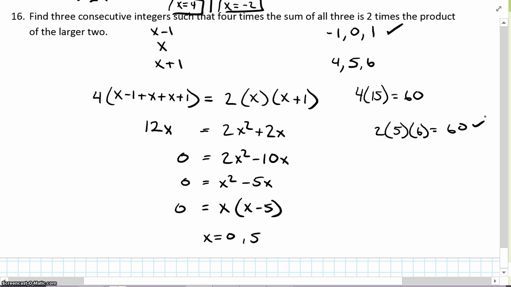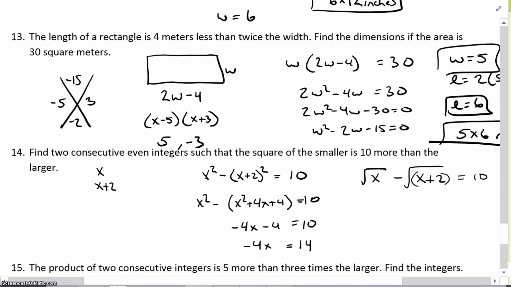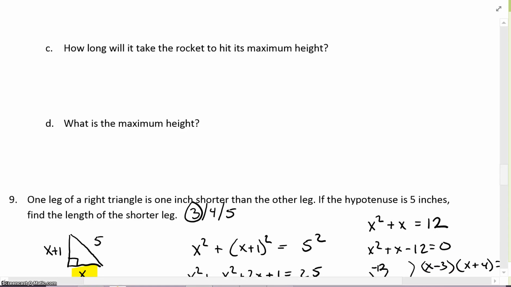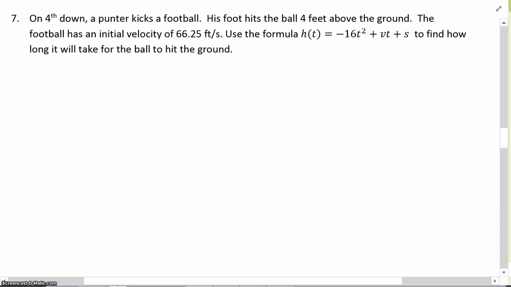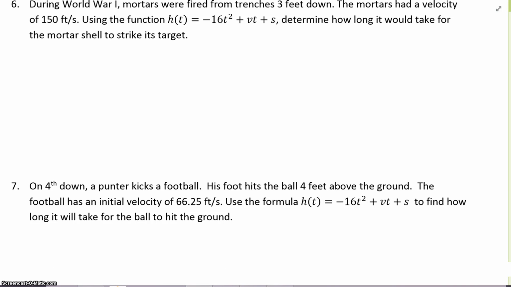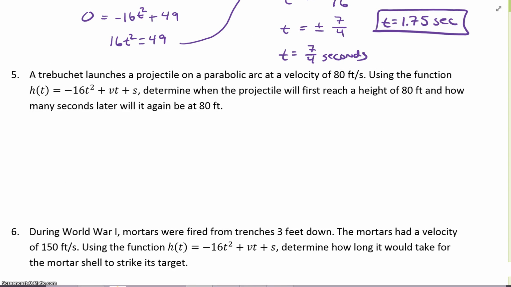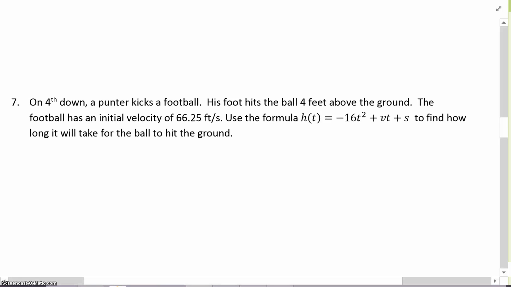So here's what you need to do for the word problems. Understand how to set your word problems up. The biggest thing is make sure you understand velocity, how to set those up, how to set the parabolas up. They should be straightforward.